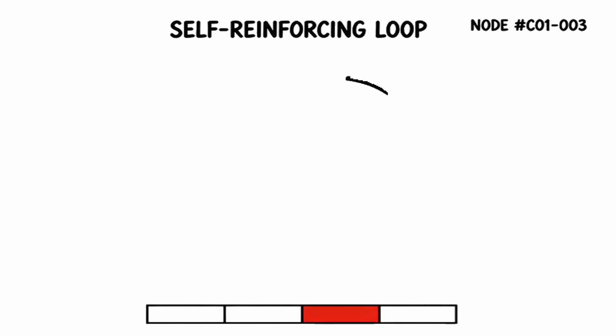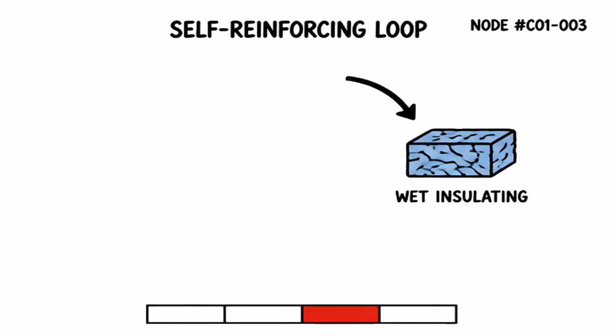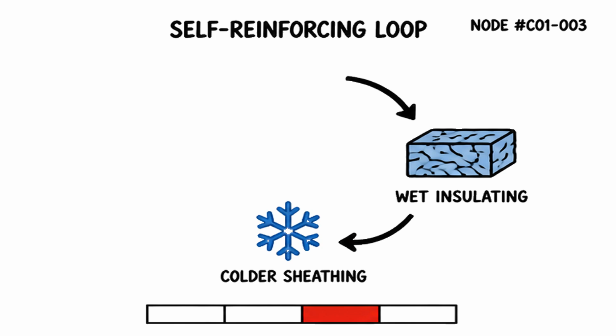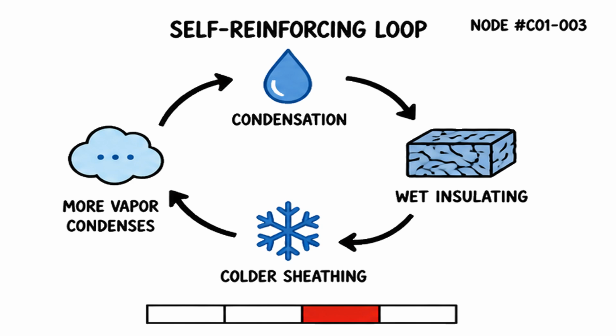And here is the loop. Wet insulation insulates worse. The cold side gets colder, so even more vapor condenses. The wall quietly feeds its own problem all winter. This is the self-reinforcing loop.